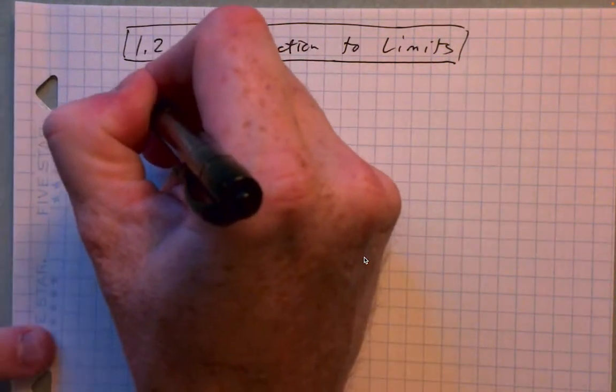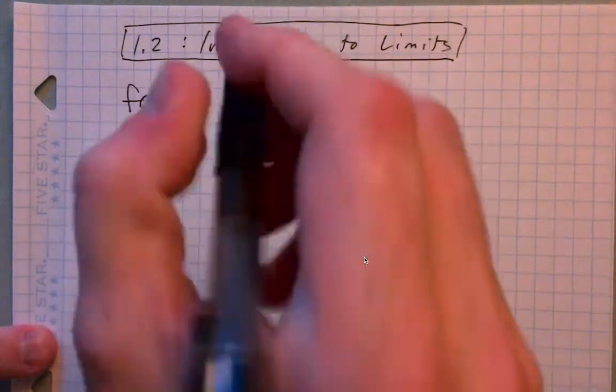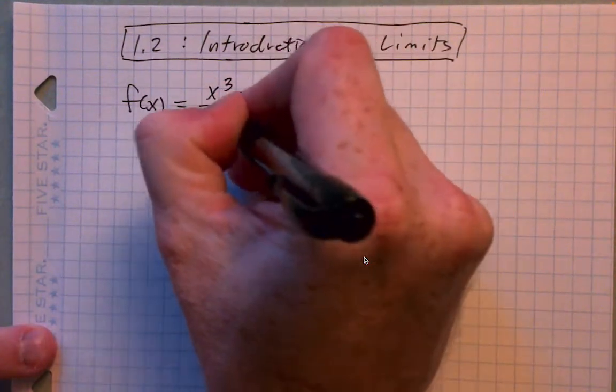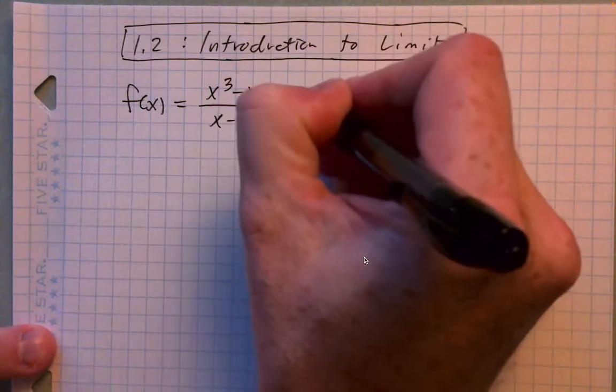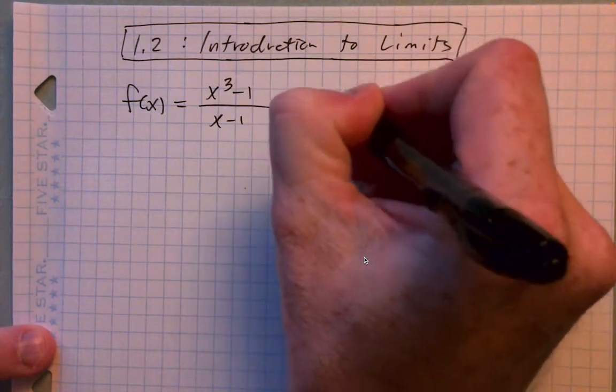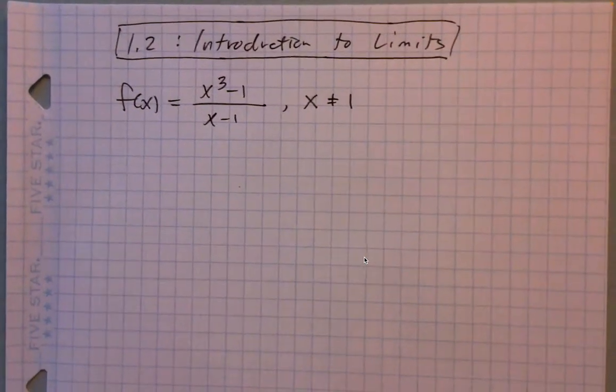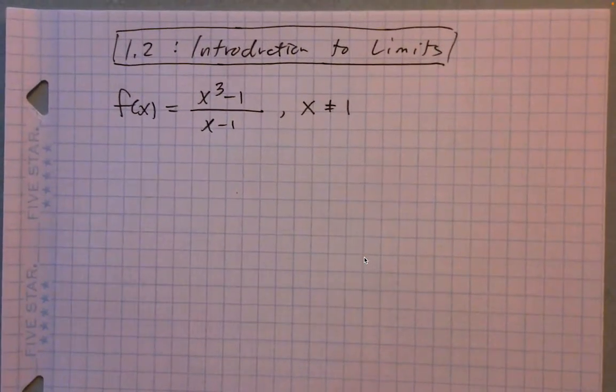Let's consider the function f of x equals x cubed minus 1 divided by x minus 1, and then of course we should note here that this is not defined at the value of x equals 1. So this is only defined where x is not equal to 1. Otherwise, the domain of f here would be all real numbers except for the value of 1.